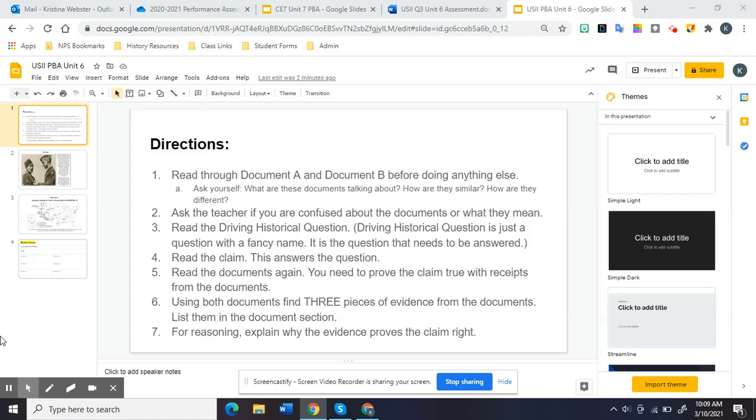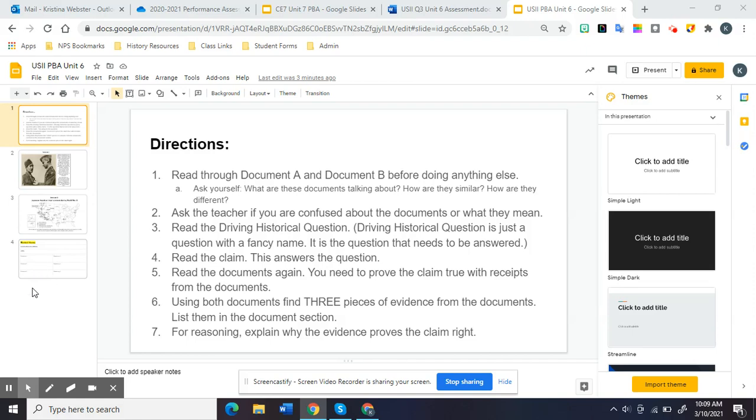Then go down to slide 4 and read the driving historical question. Remember, the driving historical question is just a question with a fancy name. It is the question that needs to be answered by the documents. It is the question that we are researching with the documents that have been provided to us. Then read the claim below it.